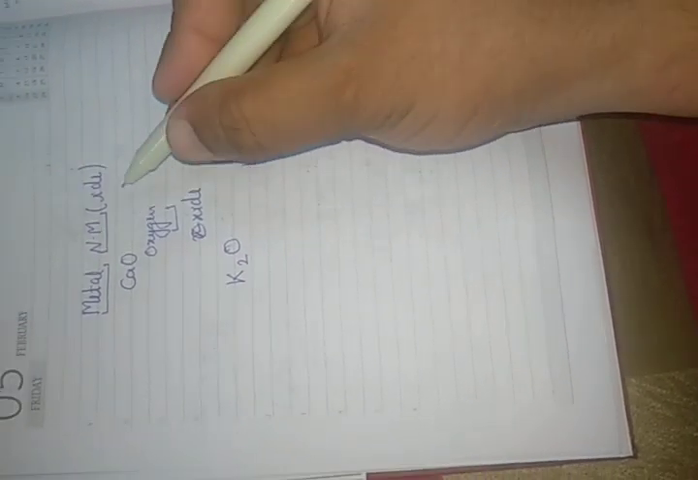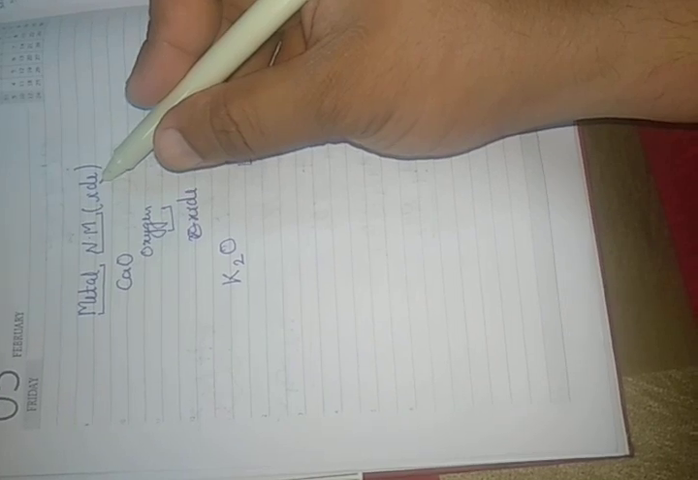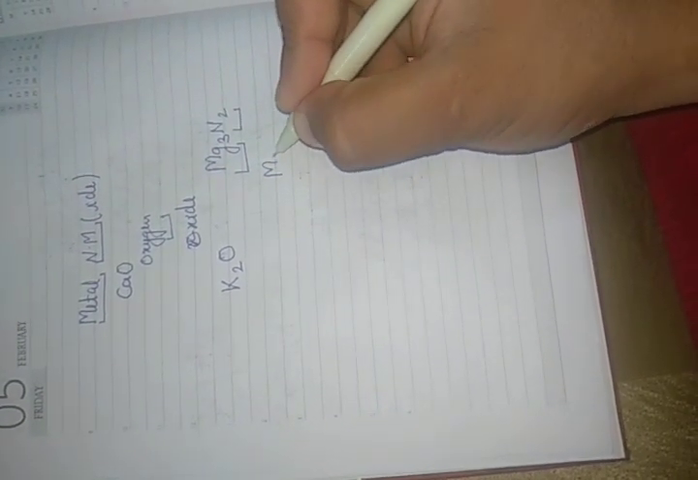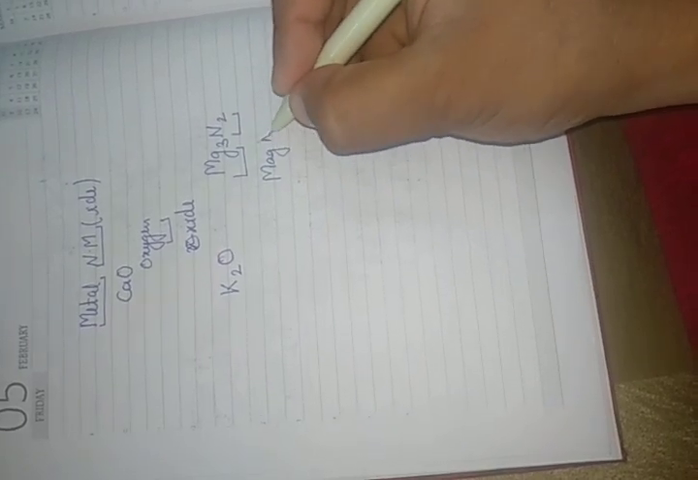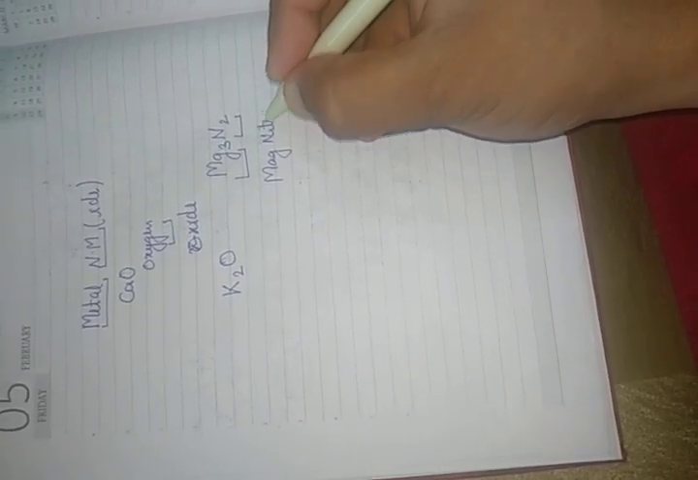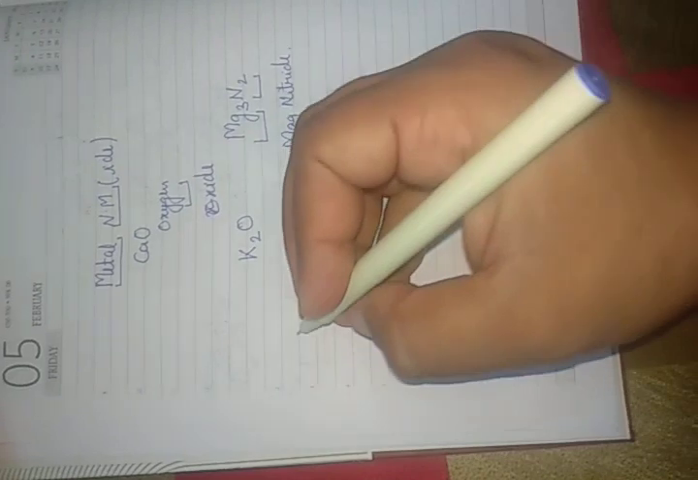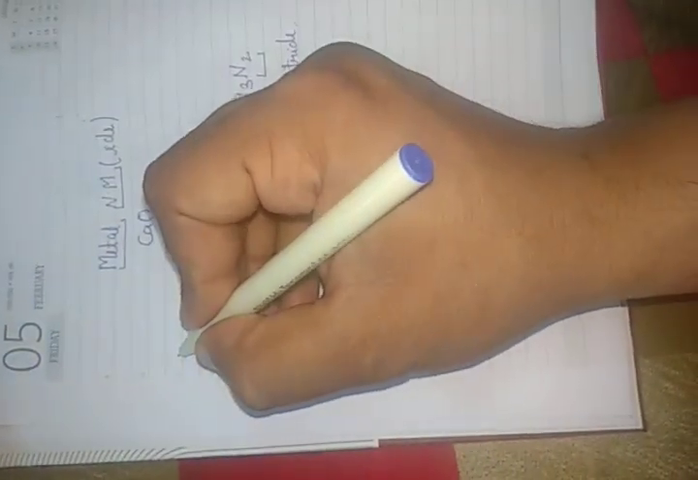Mg3N2. Mg is a metal, magnesium. This is nitrogen. But what you have to add to nitrogen? Ide. So it will not be nitrogen, it will be nitride. So the name is magnesium nitride. Clear? Some more examples here.